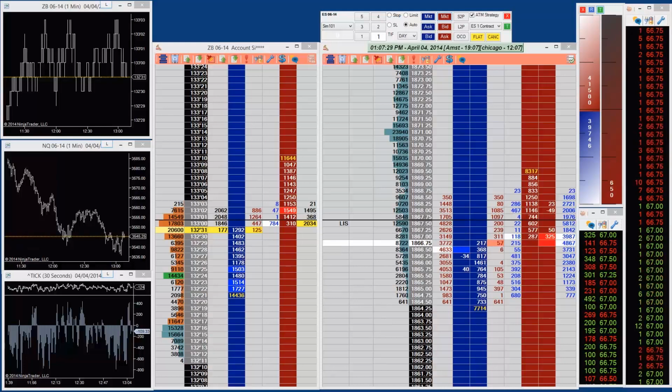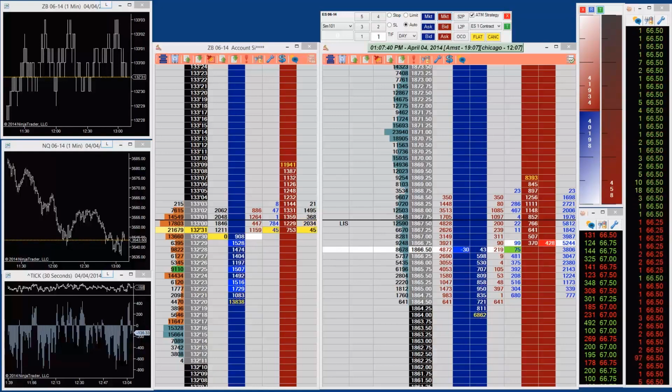Now, we're going to focus on the S&P 500 because that's what I trade. These concepts are applicable to other markets, but you've got to do the homework in terms of what the correlations are and what you need to look out for.